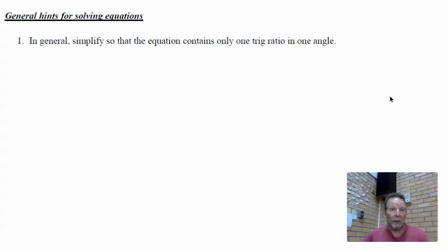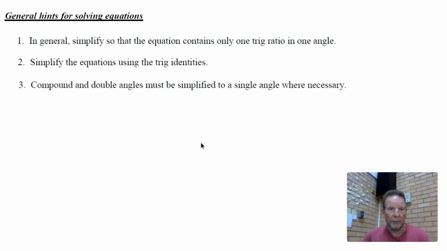Going to look at some general hints for solving trig equations, and here we go. It's good to simplify the equations so that they have only one trig ratio. That's a general idea. So put it all in cosine or sine or even tangent, but that's a good plan. And you simplify the equations using all those identities that we learned, all the different trig identities.